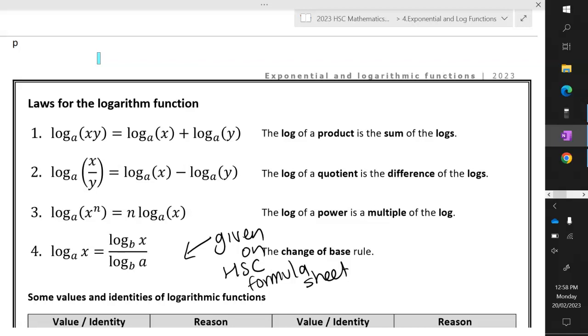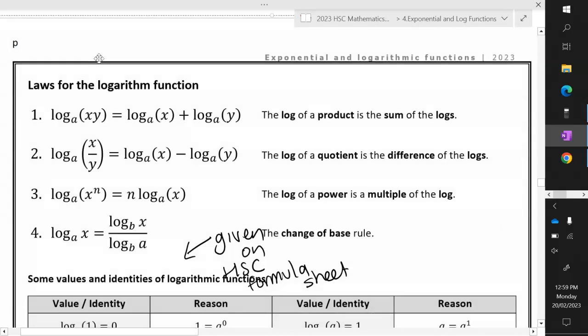Log of a base, and if I can divide my two things in my function, either they'll be given to you in a form like this, or you might have to work out what those two values are going to be. When it's divided, I'm going to subtract those two parts, so log of base a of x minus the bottom one, log of a of y.